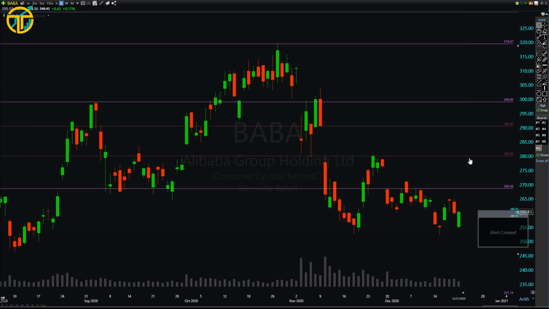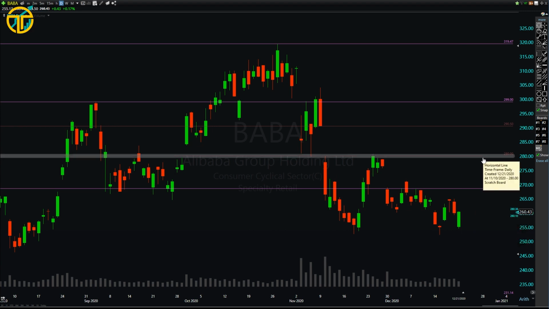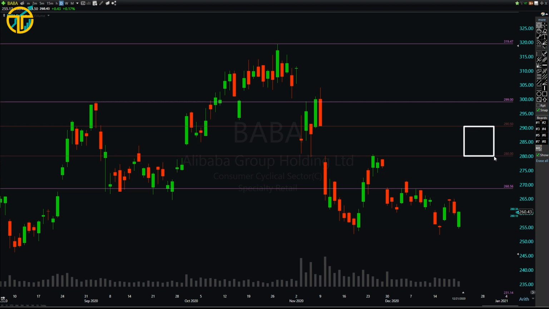Okay, so now I will be alerted anytime Alibaba gets back up here to this 280 area. And basically you've got a 10-point move right there, 280 to 290. It's a very high probability trade that once Alibaba moves up inside of that gap, it's most likely going to fill it. So definitely worth noting.